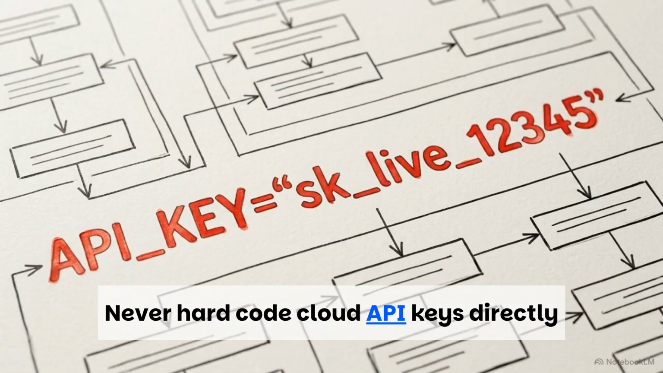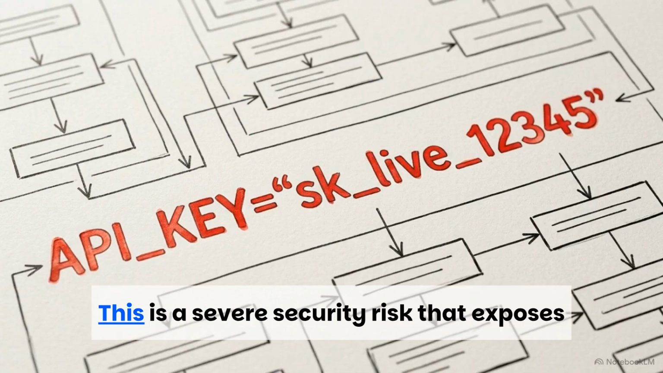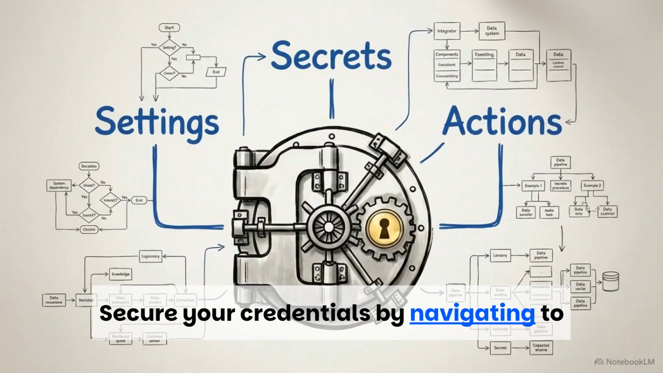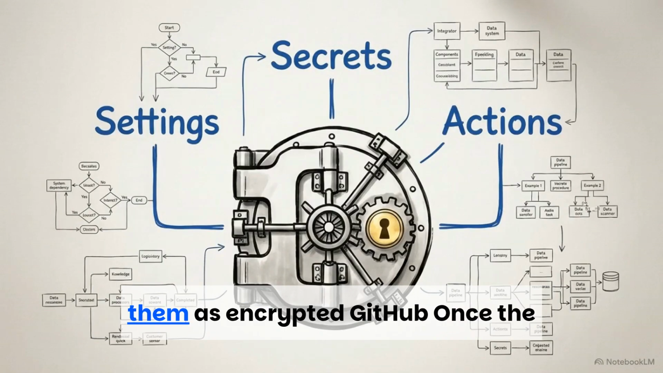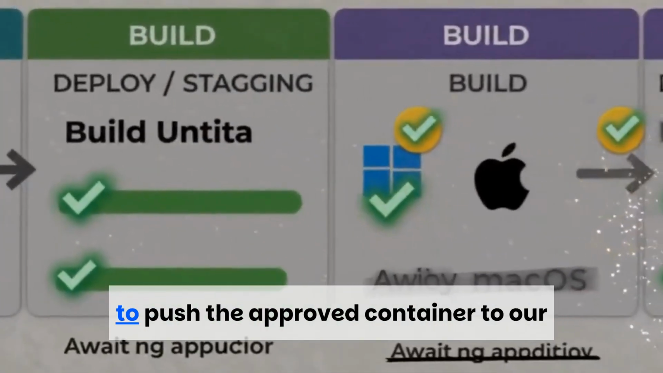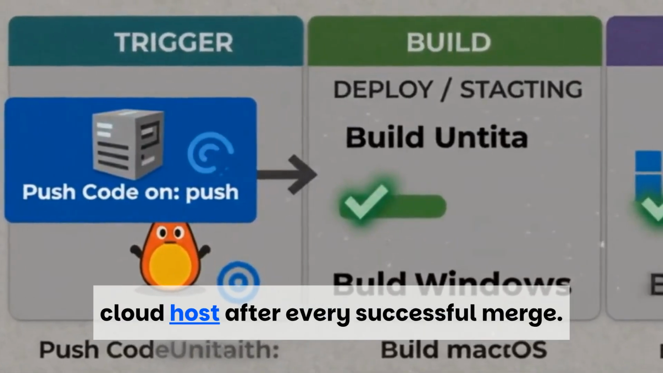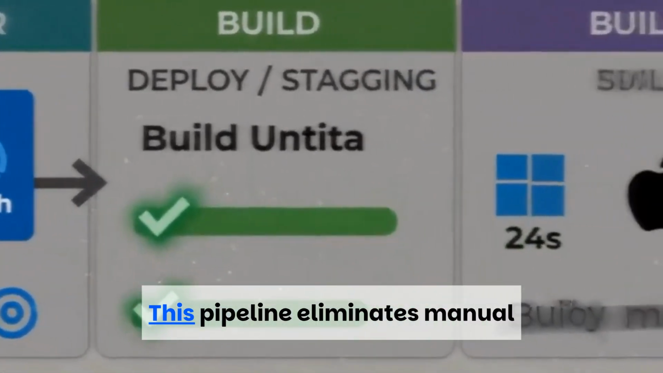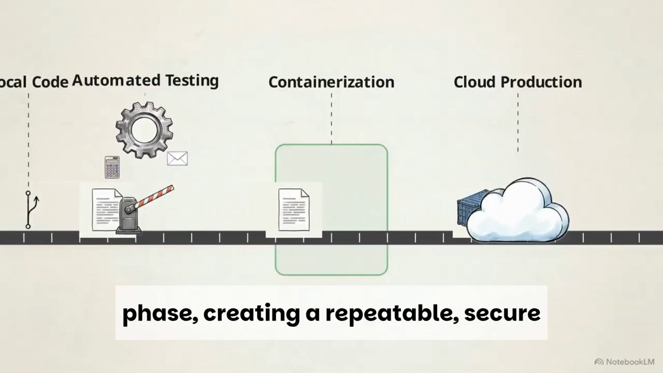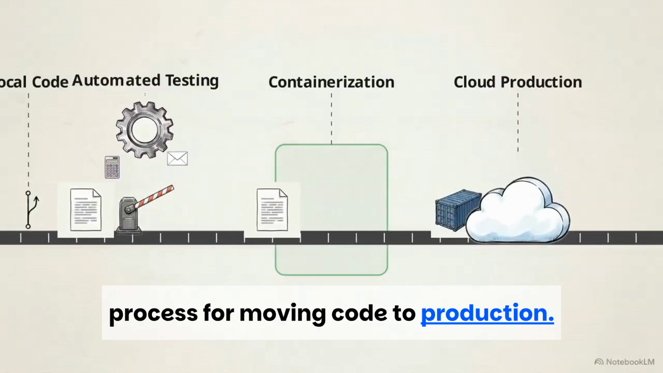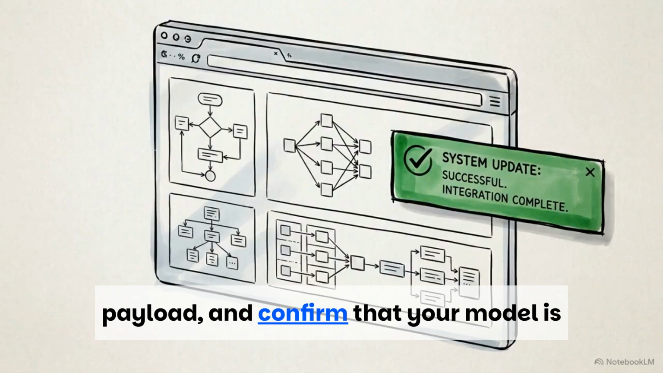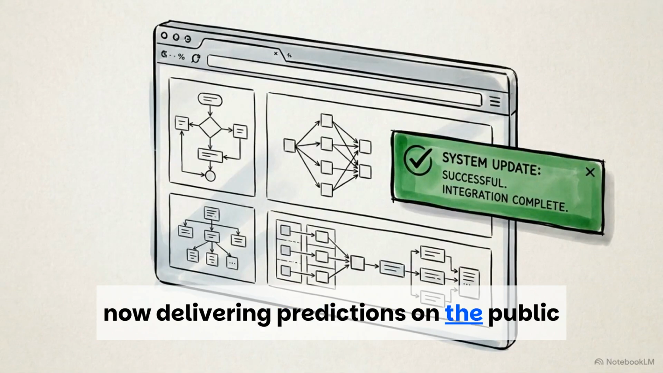Never hard-code cloud API keys directly into your scripts. This is a severe security risk that exposes your infrastructure. Secure your credentials by navigating to your repository settings and injecting them as encrypted GitHub secrets. Once the secrets are in place, we add the final step to push the approved container to our cloud host after every successful merge. This pipeline eliminates manual intervention during the deployment phase, creating a repeatable, secure process for moving code to production. Open your live cloud URL, input a test payload, and confirm that your model is now delivering predictions on the public web.